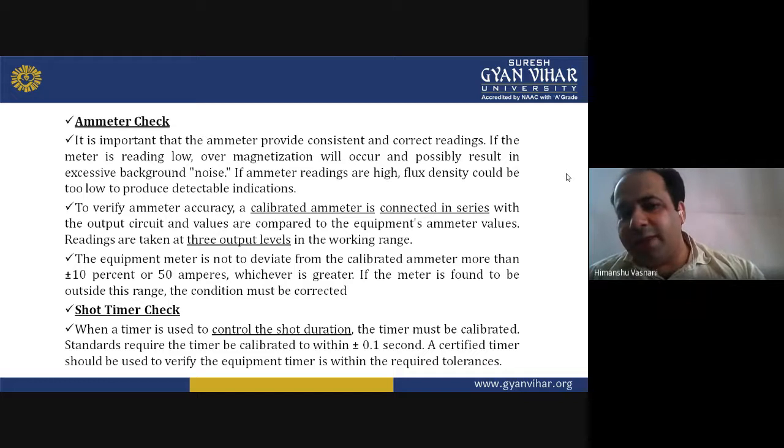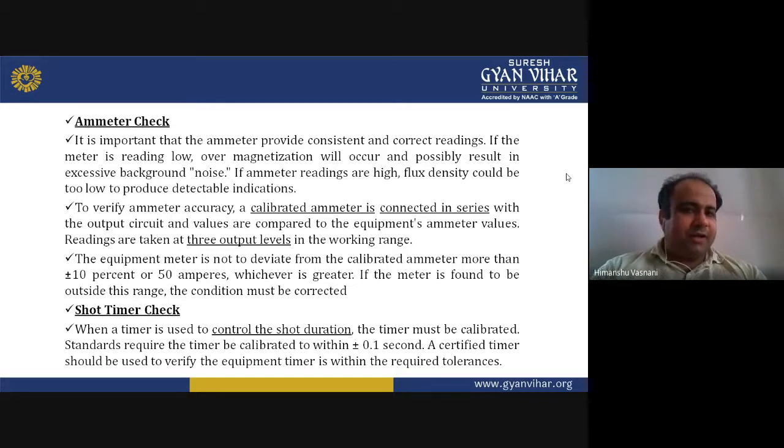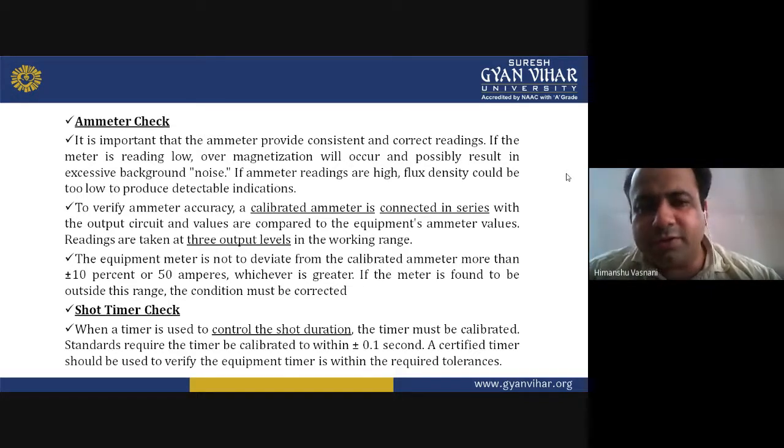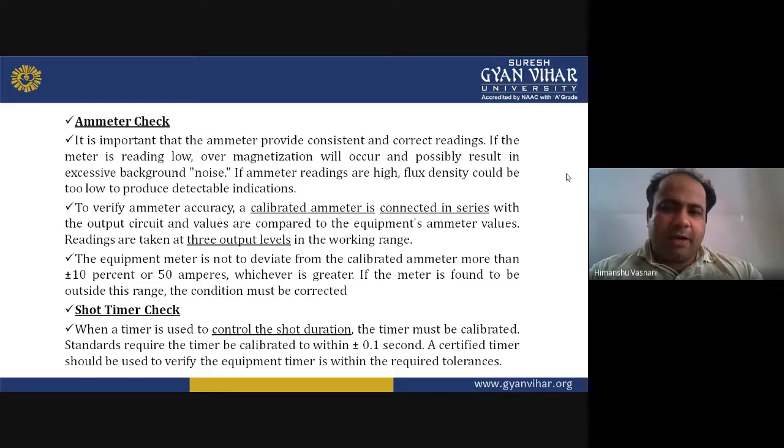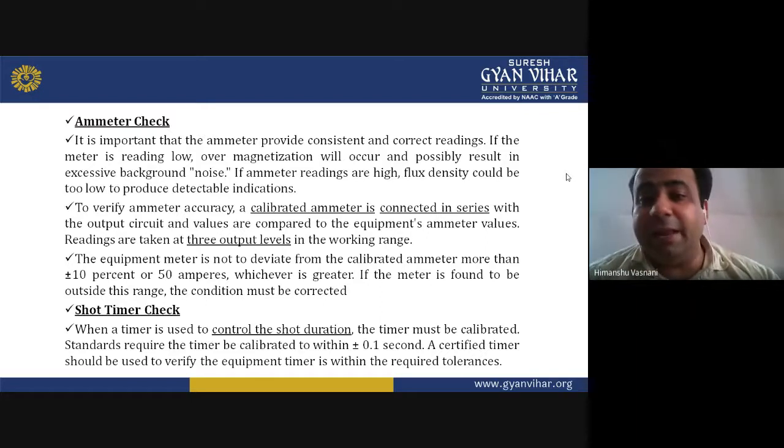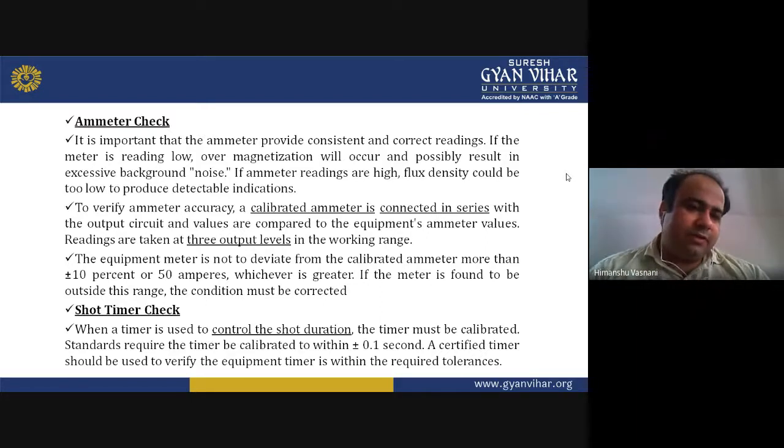To verify accuracy, a calibrated ammeter is connected in series with the output circuit and values are compared to the equipment's ammeter values. Readings are taken at three output levels in the working range and the equipment meter is not to deviate from the calibrated ammeter by more than plus or minus 10% or 50 amperes, whichever is greater. If the meter is found to be outside its range, the condition must be corrected. In this way, they calibrate the ammeter accordingly.